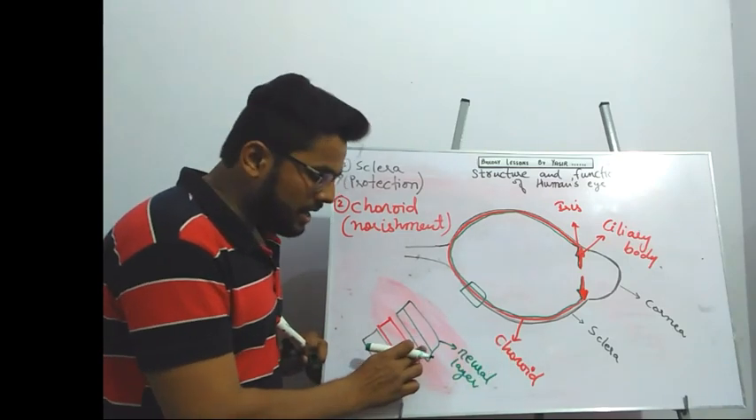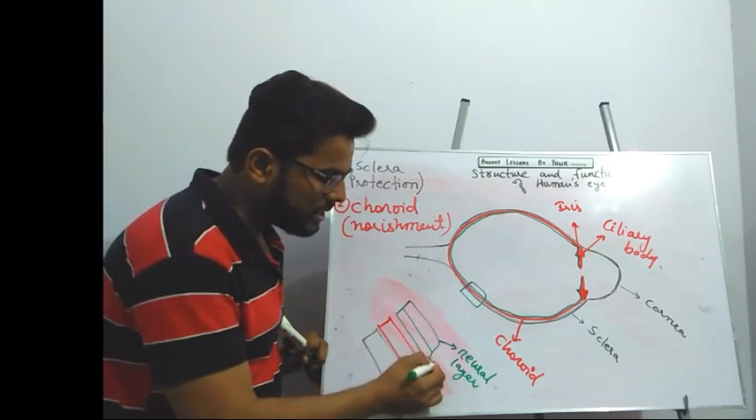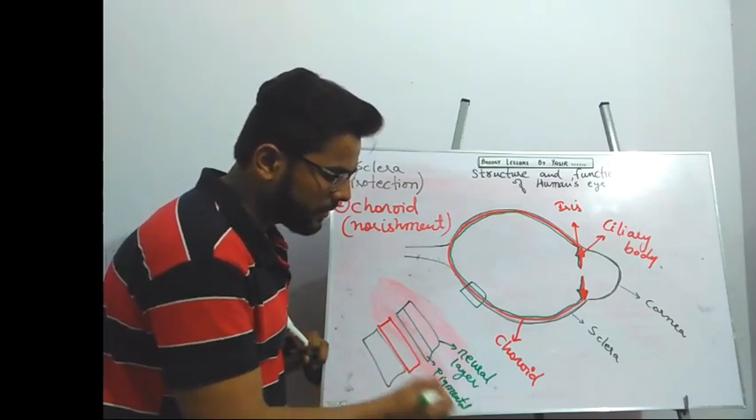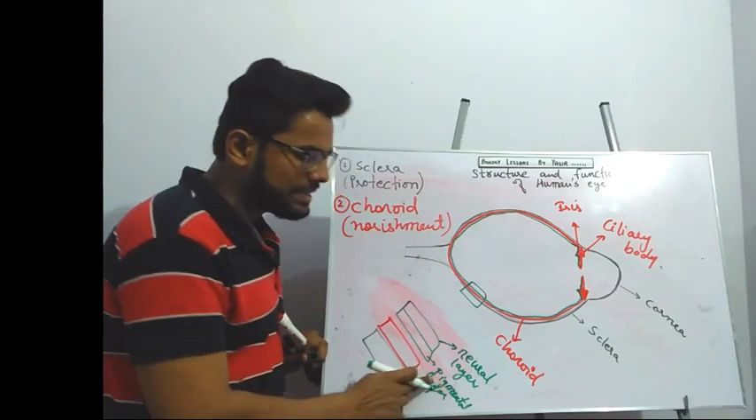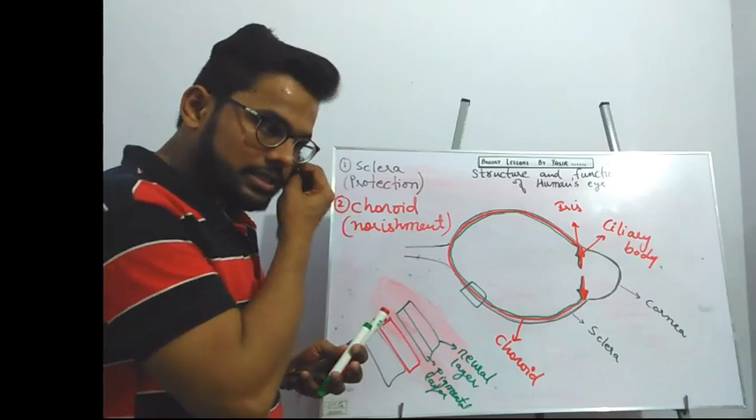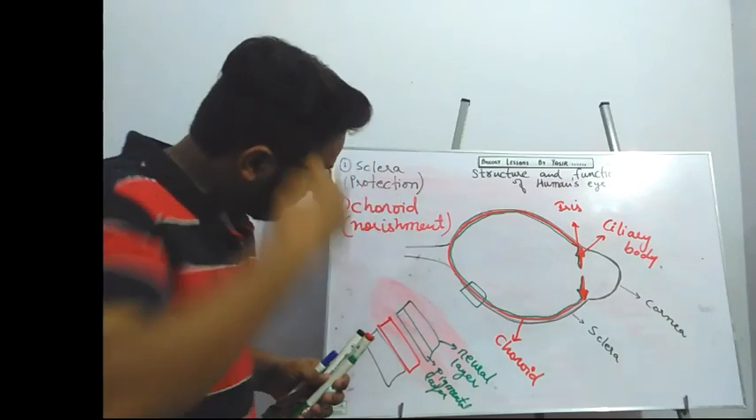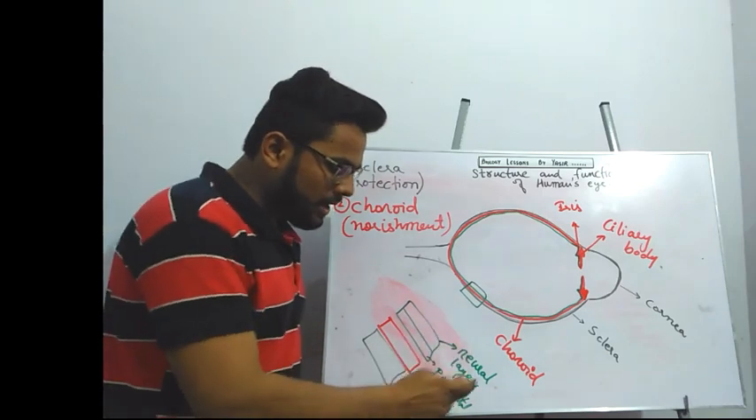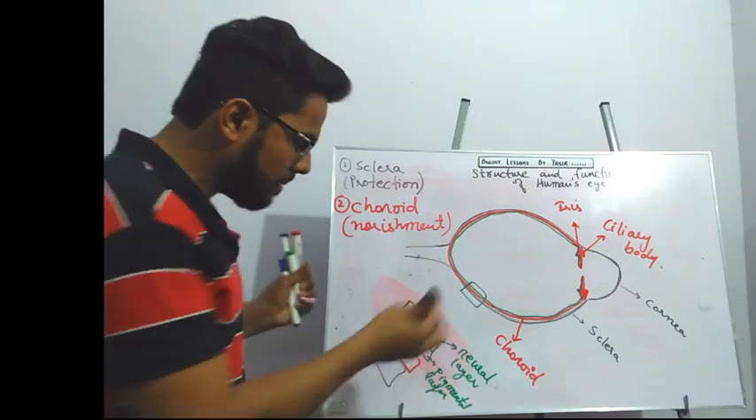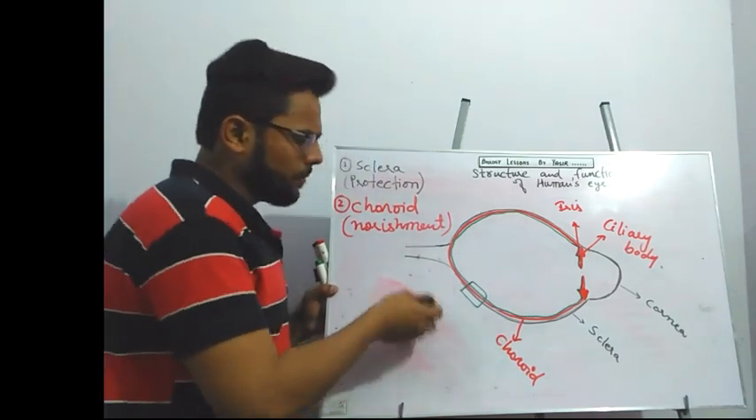And the inner layer is sandwiched between the neural layer and the choroid. This inner layer is called the pigmental layer. It is also called the retinal pigmental epithelium, that epithelium which is rich in pigment and which is present in the retina. So the neural layer and the pigmental layer are parts of the retina. These two layers combine together to form the retina. Okay, understood?